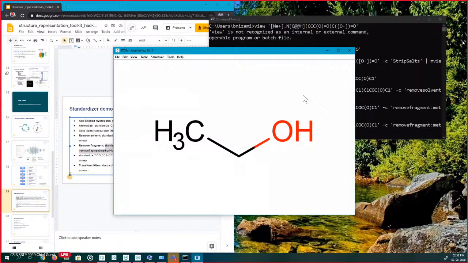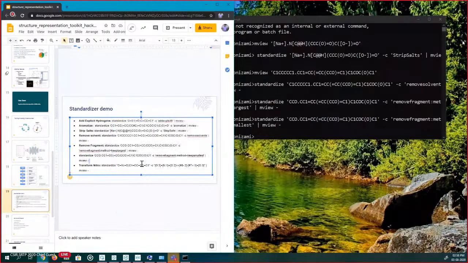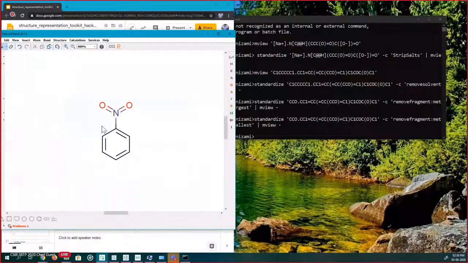is transforming the nitro. So let me give you a little bit of the background of this command, or the background of this problem. I will again open Marvin Sketch, remove the previous compounds from there and put this molecule here. So many times you will see the nitro group is represented like this. There is a debate in the scientific community about which is the correct way. However, some people still view it this way, but that's not actually the correct way.